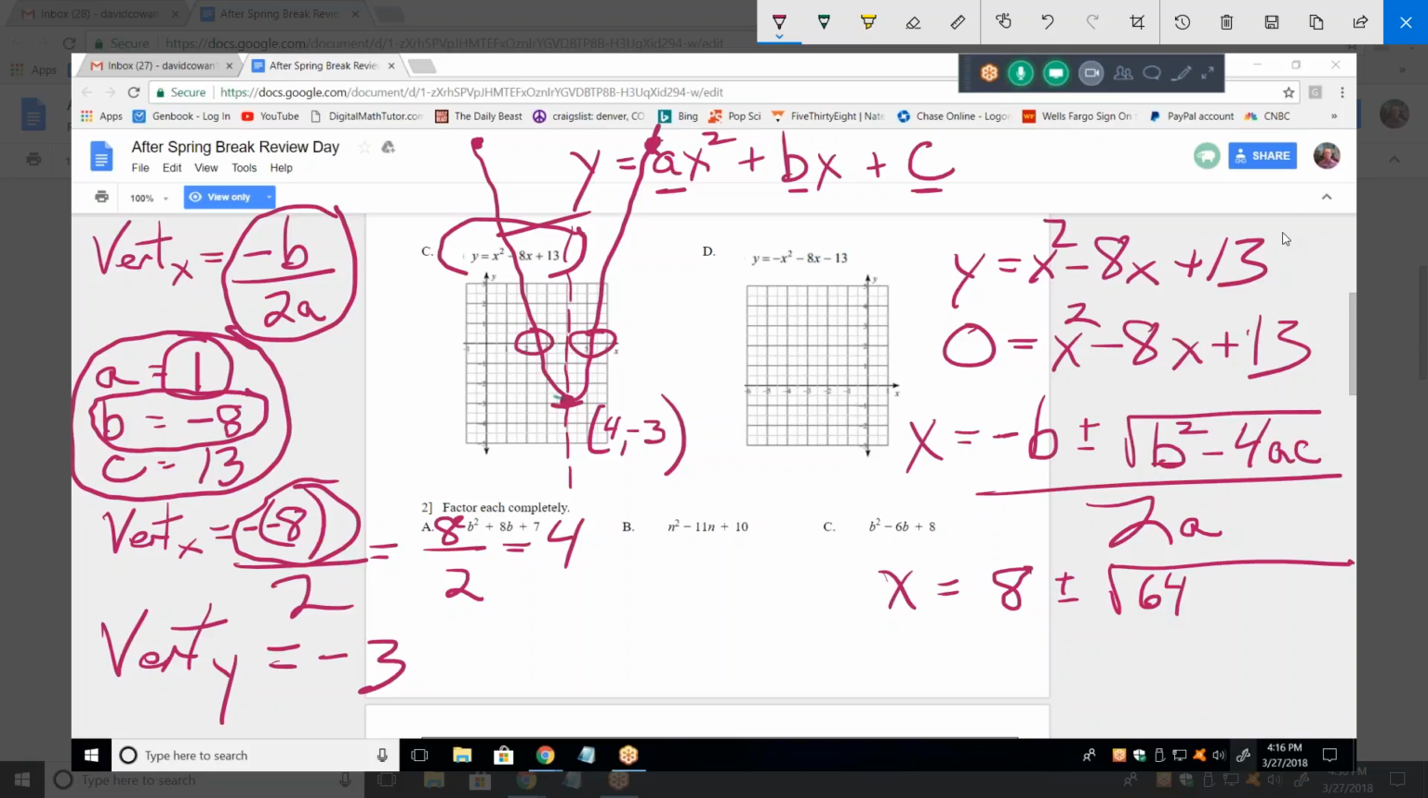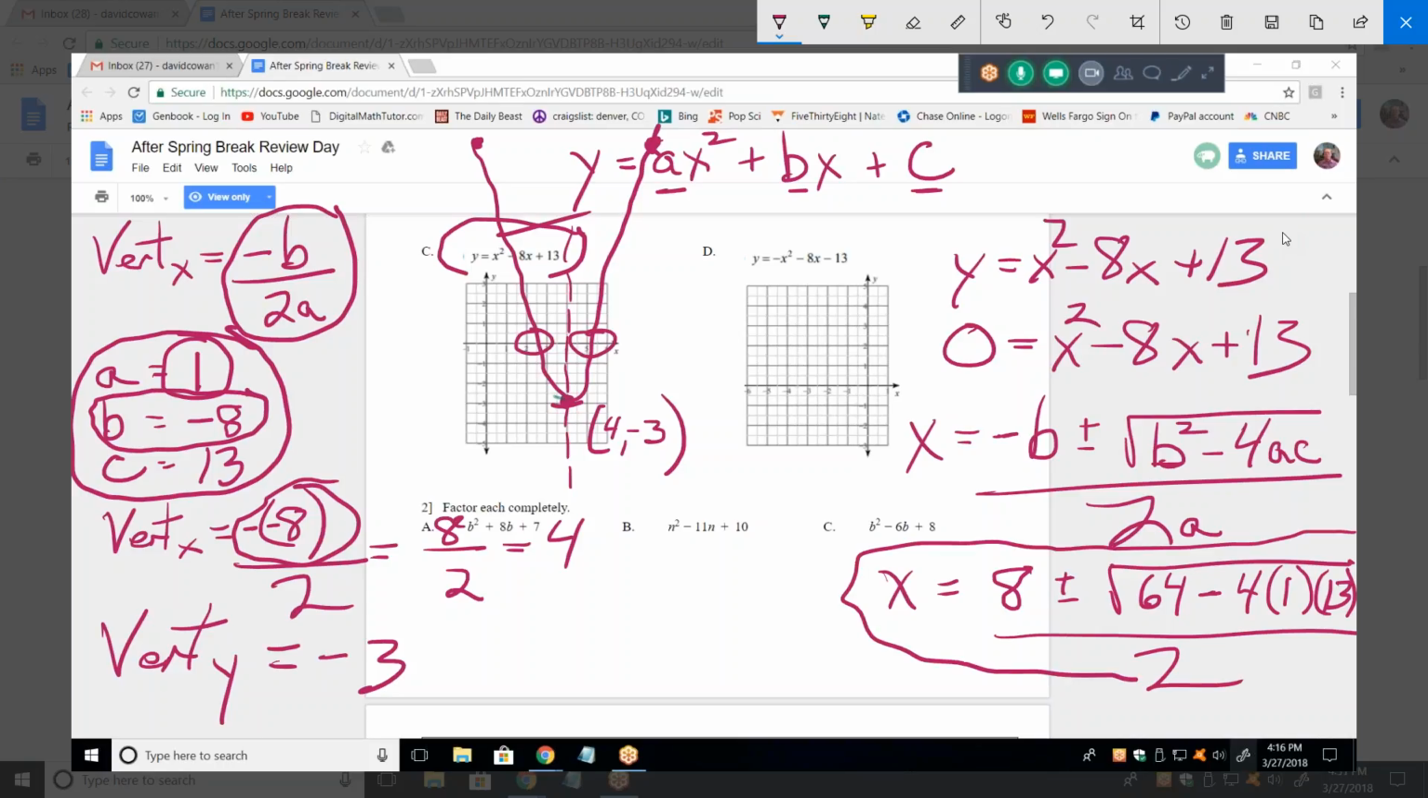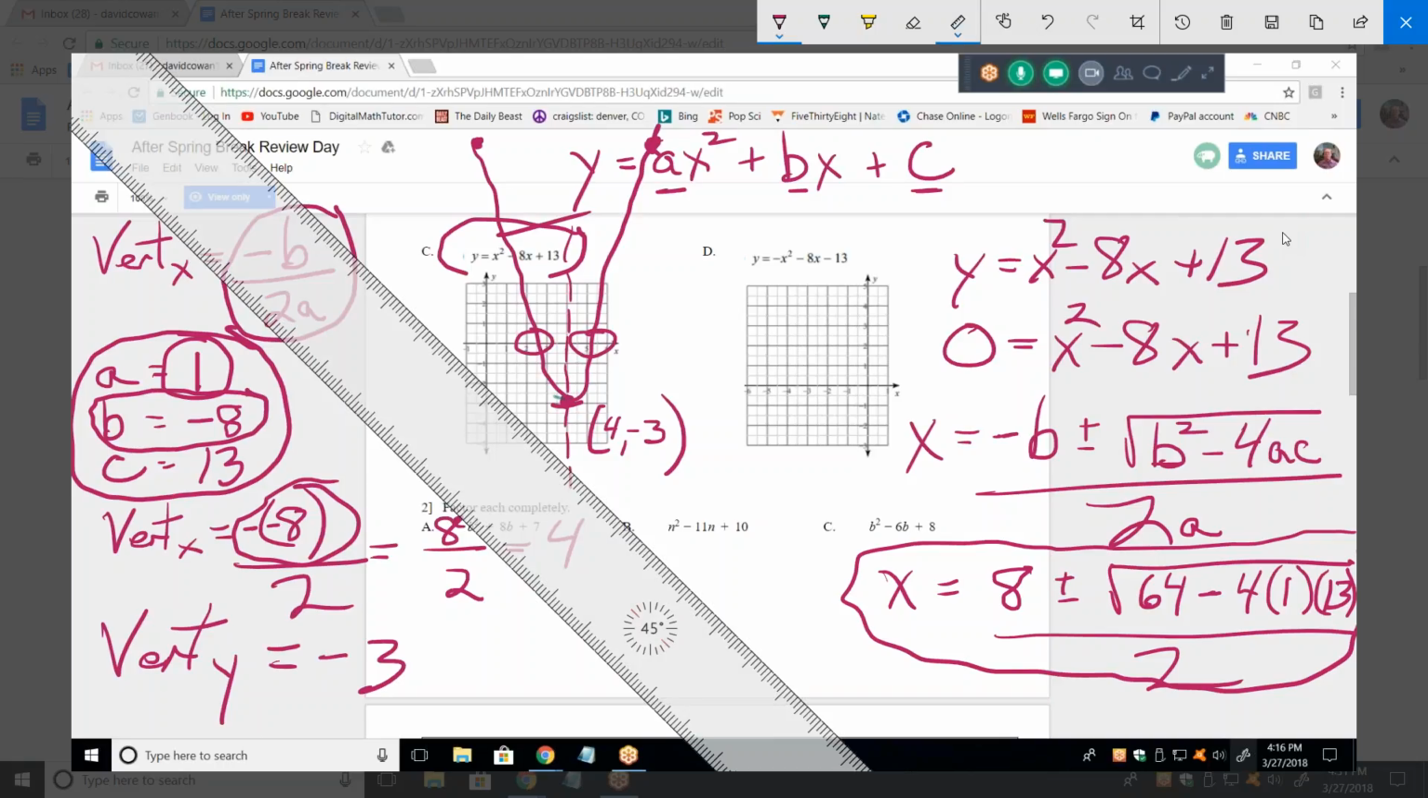Now, let's just fill in everything before we do any simplification. Tell me what A is. A is 1. Tell me what C is. C is 13. So that's my first step. And then 2 times 1 is 2. So this is going to be my answer, but that can be simplified. And let's do it, because that completes the problem.